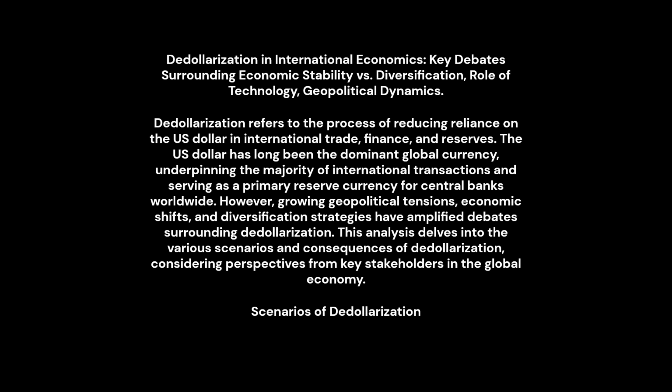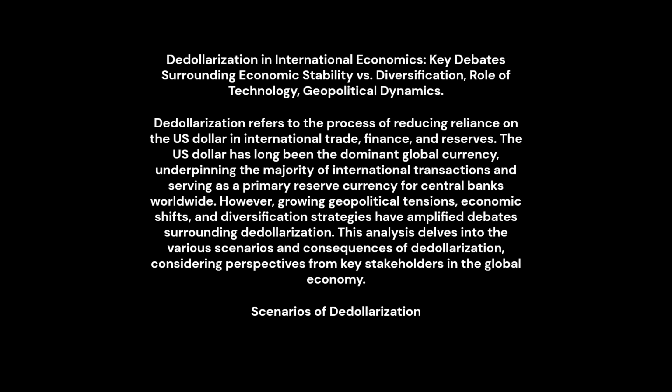De-dollarization in international economics. Key debate surrounding economic stability versus diversification, role of technology, geopolitical dynamics. De-dollarization refers to the process of reducing reliance on the US dollar in international trade, finance, and reserves.